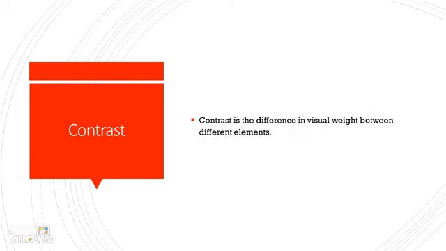Contrast. Contrast is the difference in visual weight between different elements. The infographic uses contrast as the two colors are very different, so they contrast each other well. Both colors used also have a good contrast with the black used, which is used as a neutral color. All of the colors used stand out very vibrantly against the white for the background, making it easy to read.